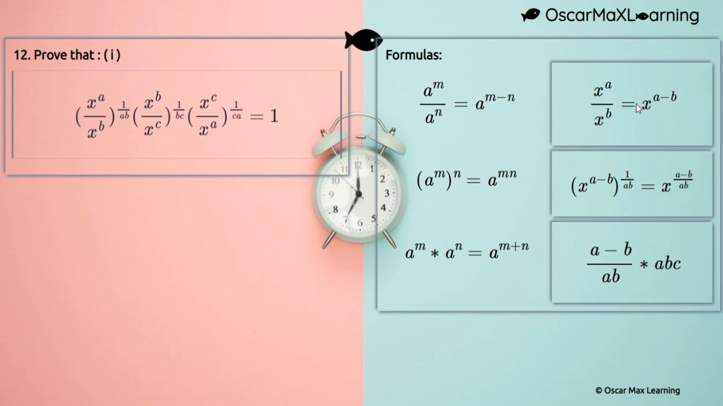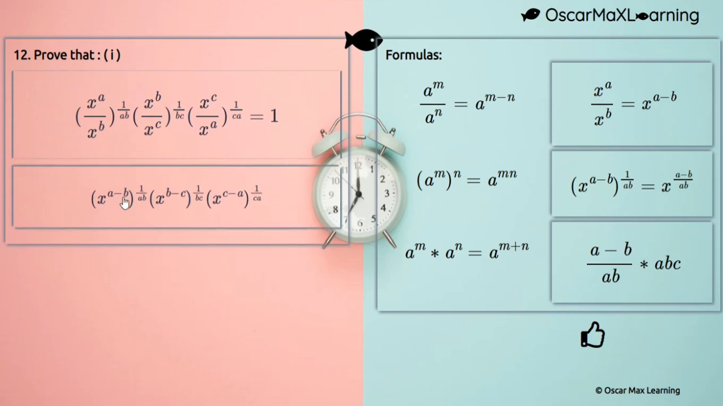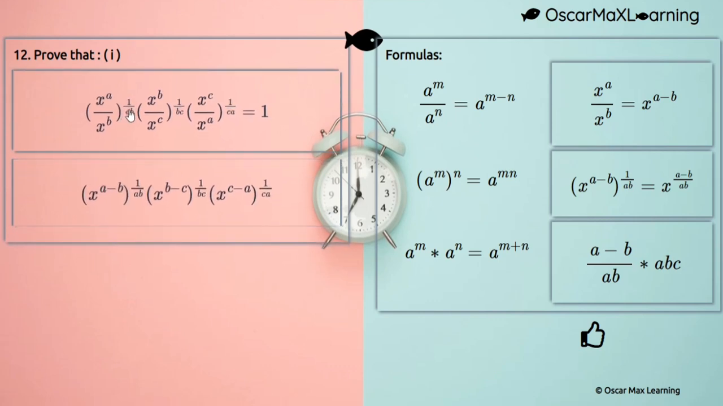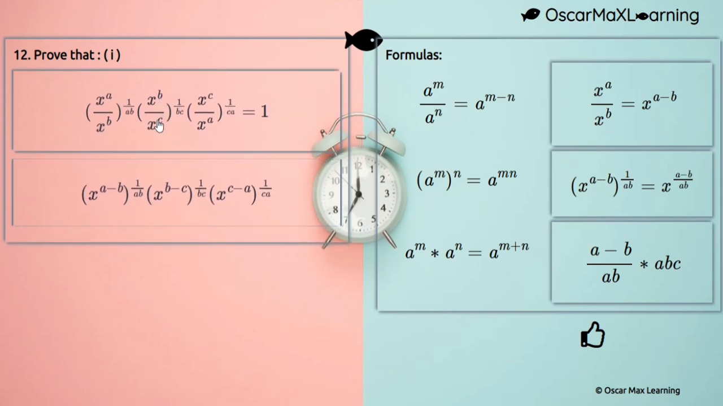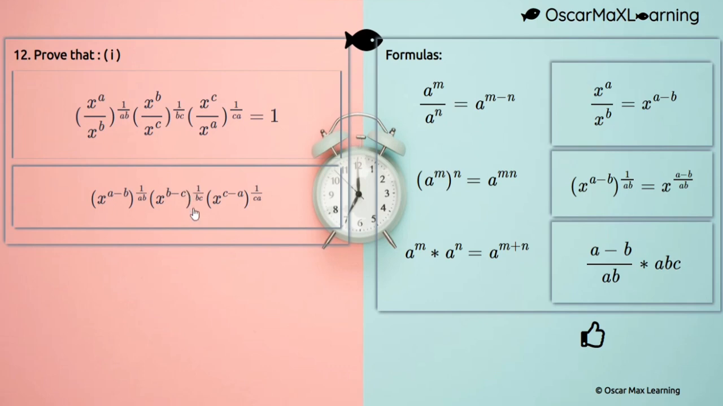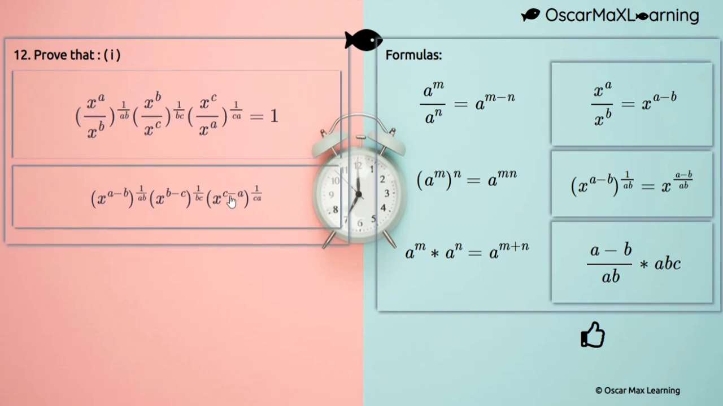I have shown the example over here. x to the power a divided by x to the power b will be x to the power a minus b. So I have written x to the power a minus b over here, and the whole to the power 1 by ab as it is. The same formula we need to use here. We need to write the base as it is and we need to subtract the power, that is b minus c. I have written over here the whole to the power 1 by bc as there in the question. Here x to the power c by x to the power a will be x to the power c minus a, the whole to the power 1 by ca as it is.